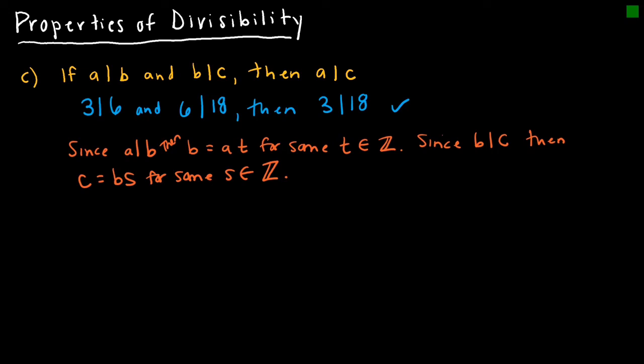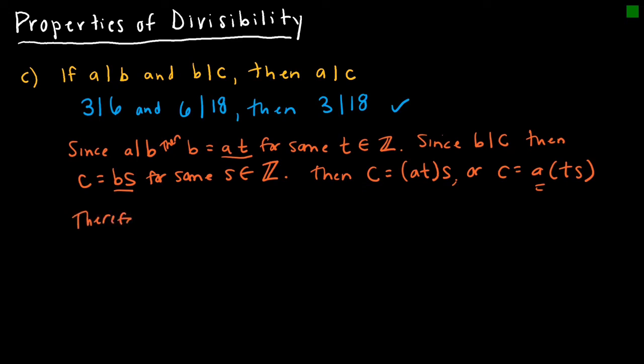So by substitution, then we can say that C equals, and again, instead of BS, I'm substituting AT. Then C is equal to AT times S. And just like we did on that last one, then we could say C equals A times TS. And again, that is just the definition. Therefore, A divides C. And we're all done.